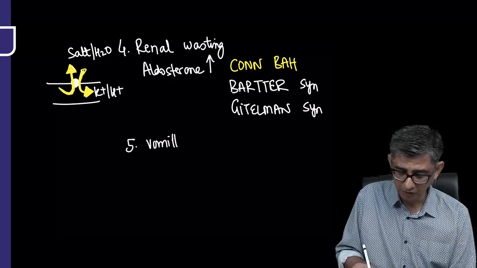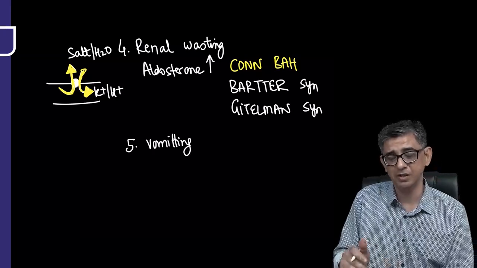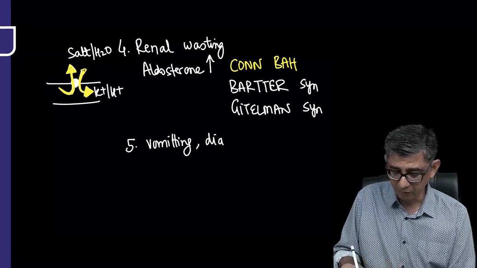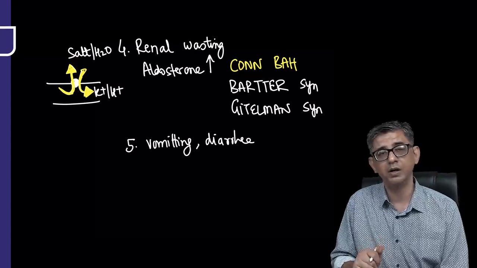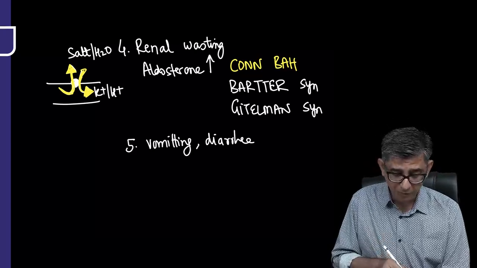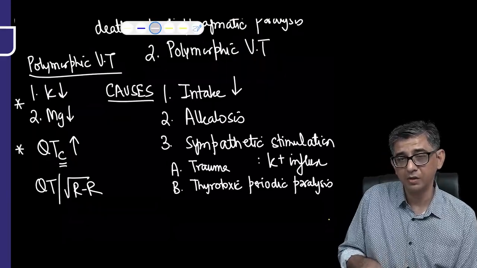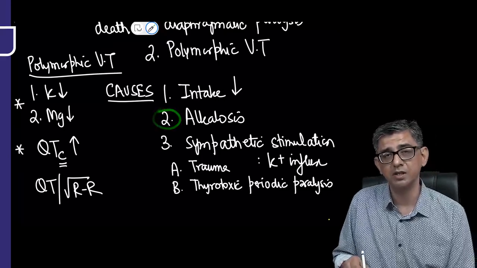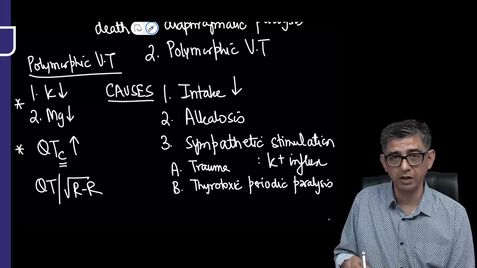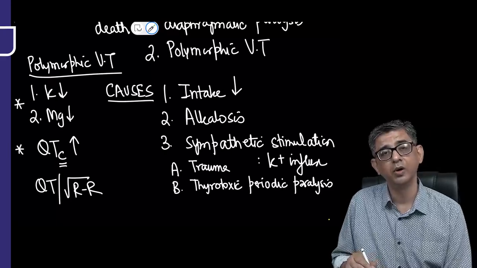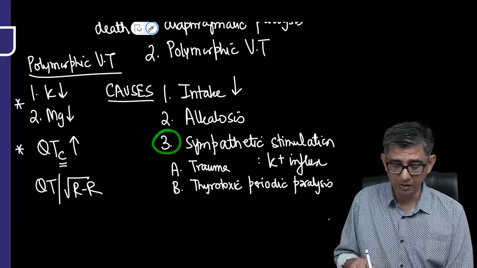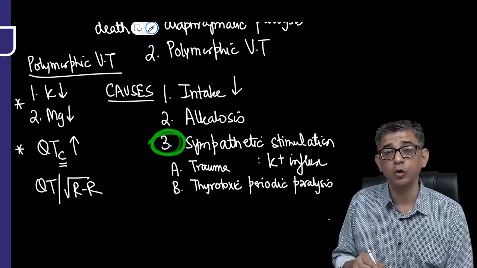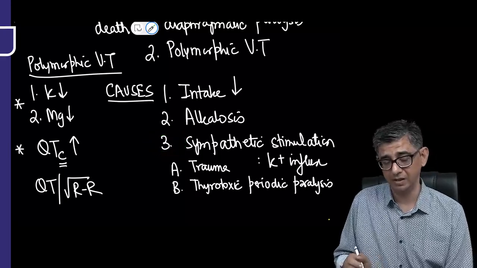The fifth cause is again vomiting and diarrhea. As far as the fourth and fifth, that is hyperaldosteronism and vomiting and diarrhea, I think nobody has a problem in understanding. From the causes perspective, if they're going to ask you this in the exam, most of the time they're going to quiz you regarding the concept which I said, that pH has an inverse relation with potassium. That will solve point number 2 for you. And the third point to be remembered is that excessive sympathomimetic drive also causes potassium to go inside the cells.